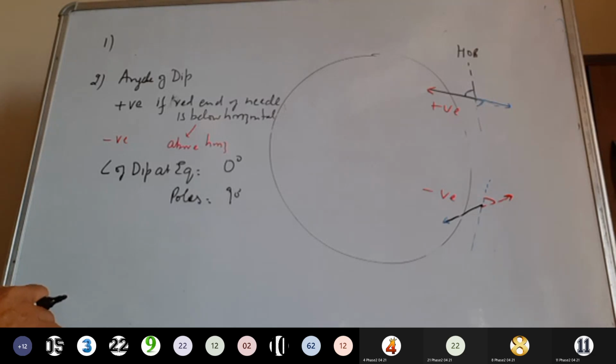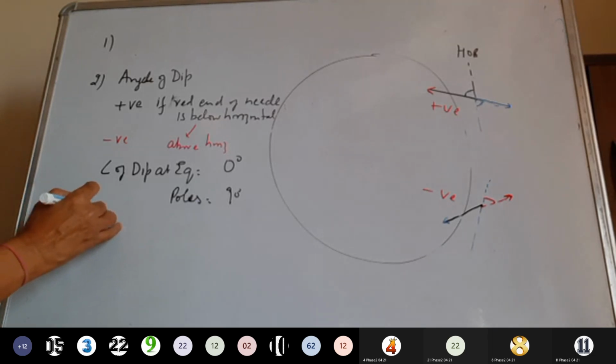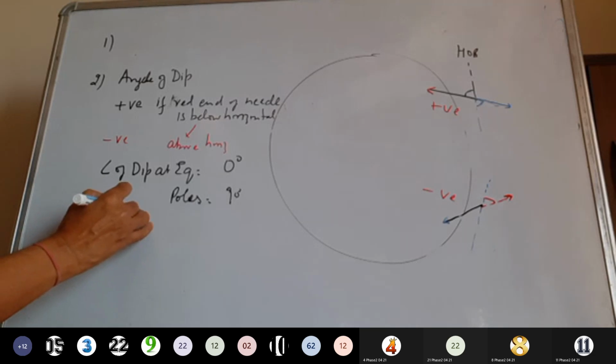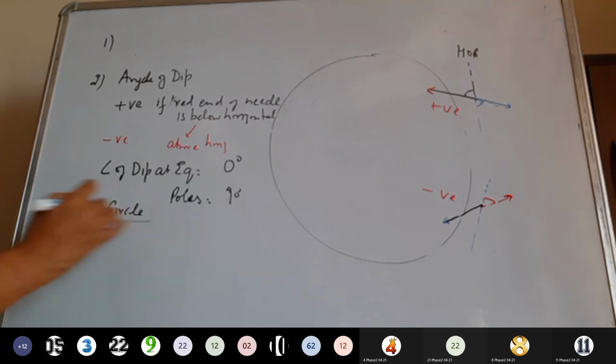Okay. So angle of dip is actually found out by one instrument which is called dip circle, but that is not in your syllabus. But anyway, for finding out the angle of dip, what is the equipment which is used? Dip circle.